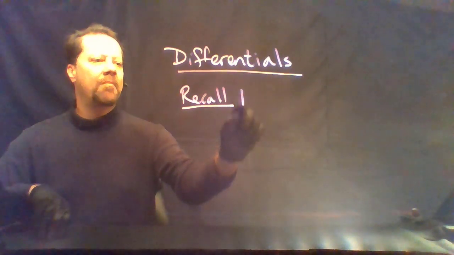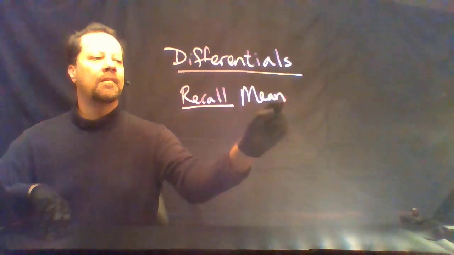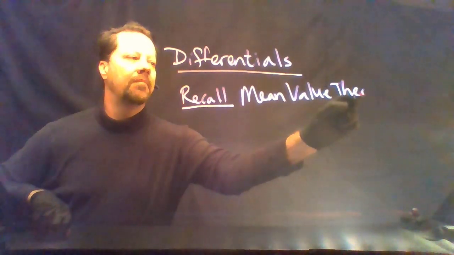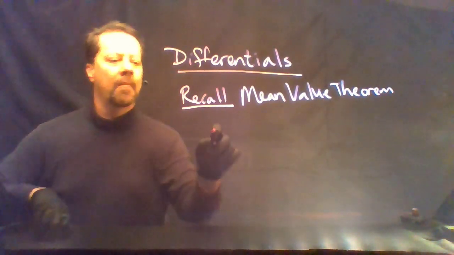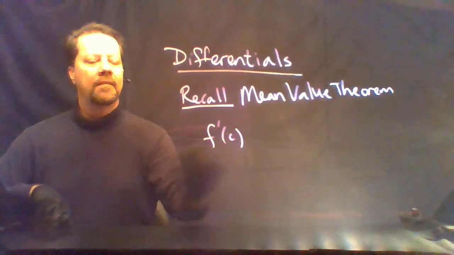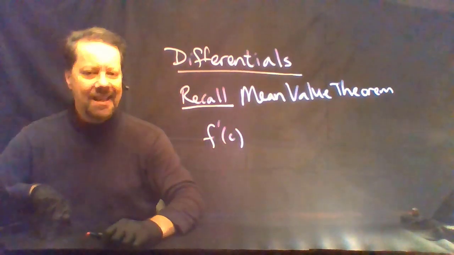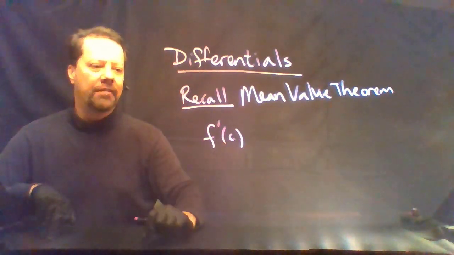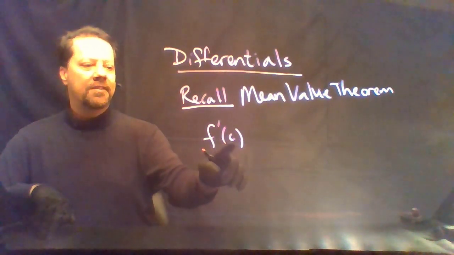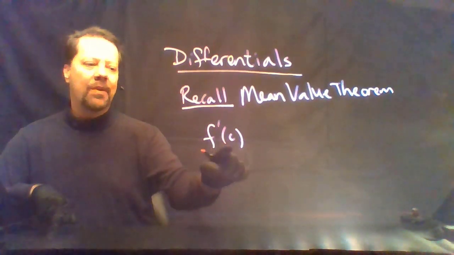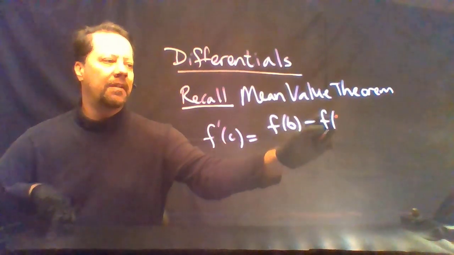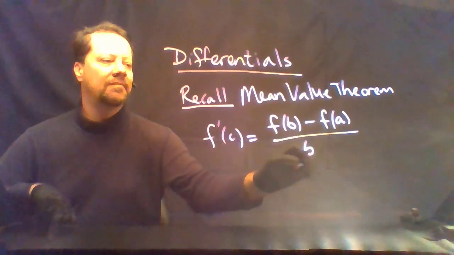Recall from the mean value theorem, if a function is continuous on a closed interval [a, b] and differentiable on an open interval (a, b), then there's some point c between a and b where the slope of the tangent line is equal to the slope of the secant line.